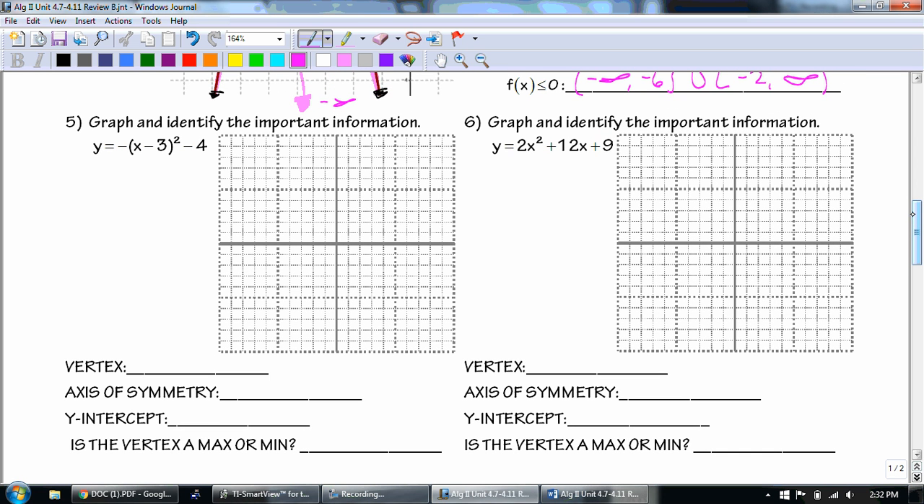Right. So it's asking us to graph and identify the important information. So let's look at number 5. I see that a equals negative 1, so we're going to be going down. And then my vertex is 3, negative 4. So that's what I want to graph first. So I'm going to go to positive 3, negative 4. And then I'm following the pattern down 1 over 1 and 1, 2, 3, 4 over 2.